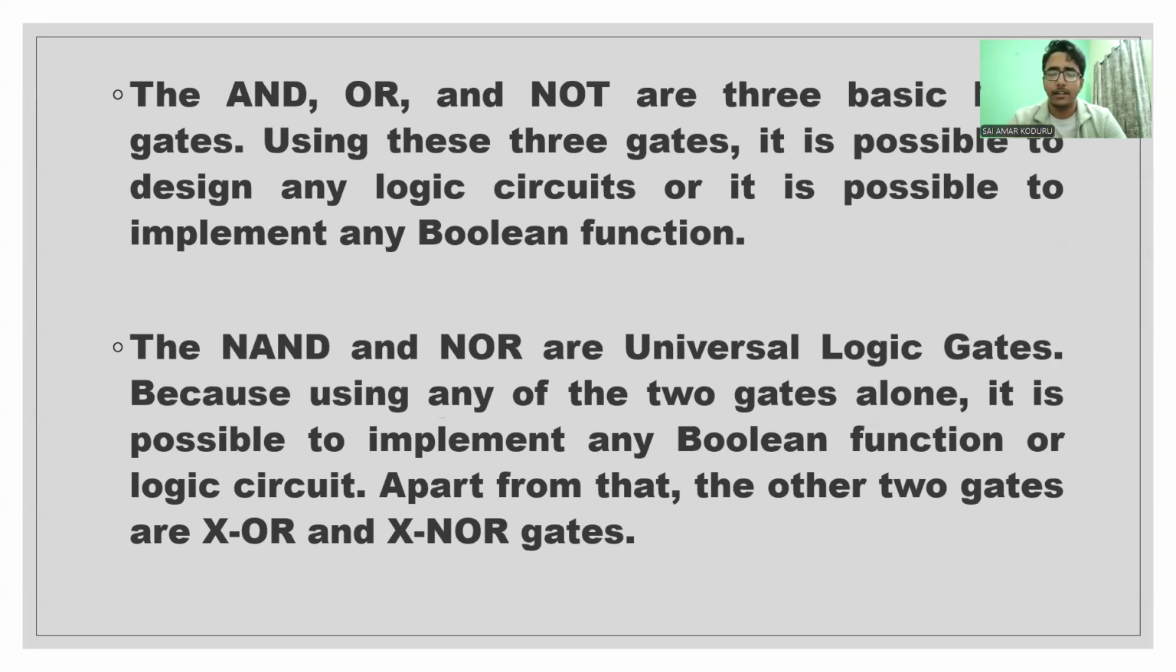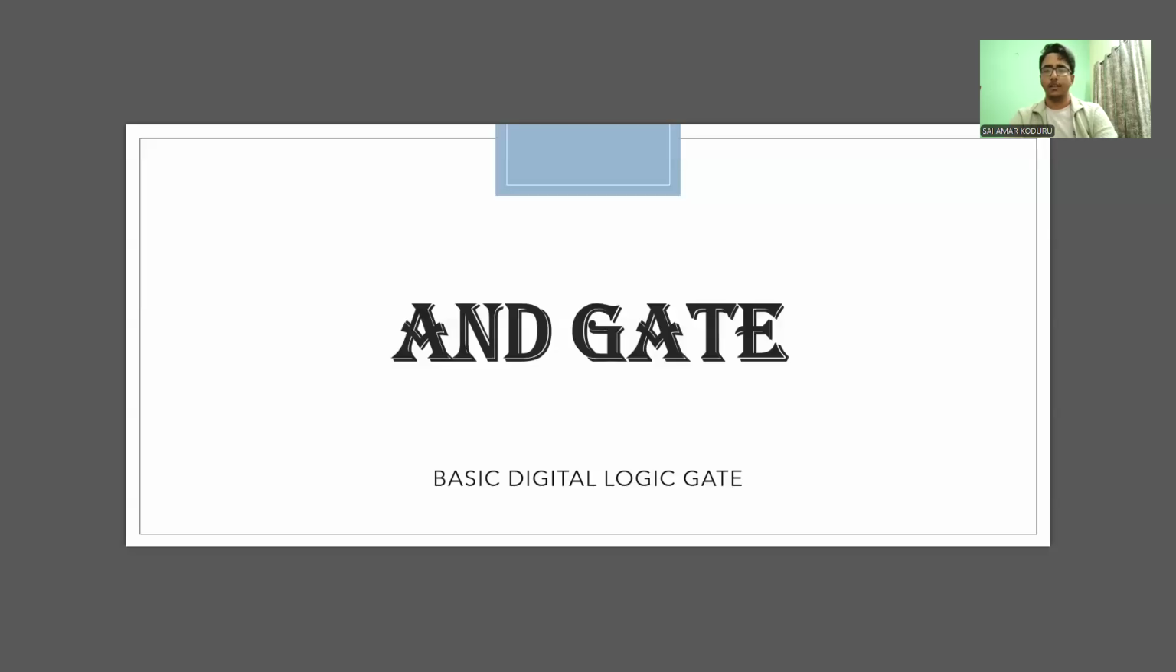Let's start with the basic logic gates, which are AND, OR, and NOT, with the inclusion of the buffer gate. These are used to perform and implement various Boolean functions. And we will talk about universal logic gates too, which consist of four gates, which are NAND, NOR, XOR, and XNOR gates. Let's start with the basic digital logic gates. And the first one we will be discussing is the AND gate.